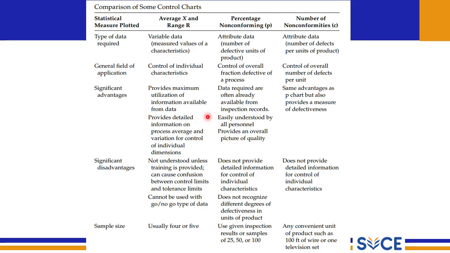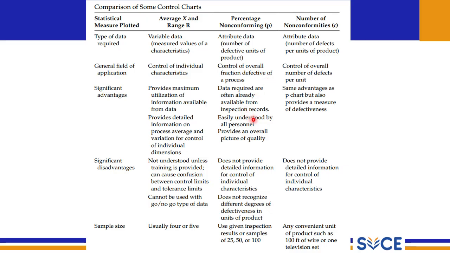Advantages: provides maximum utilization of information available from data, provides detailed information, process average, and variation for control of individual dimensions. So individual product unit performance can be improved with the help of the X bar R chart. Whereas in the P chart, the data required are often already available from the inspection records. So here in the P chart, the defect has already happened, and you get that data from the team, and you are going to do the analysis.